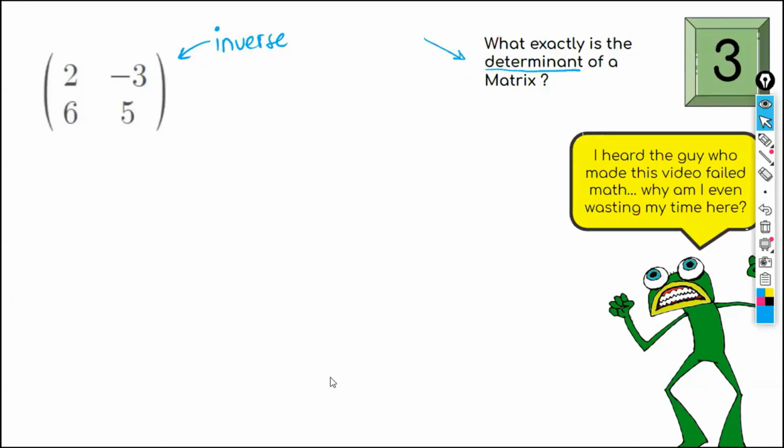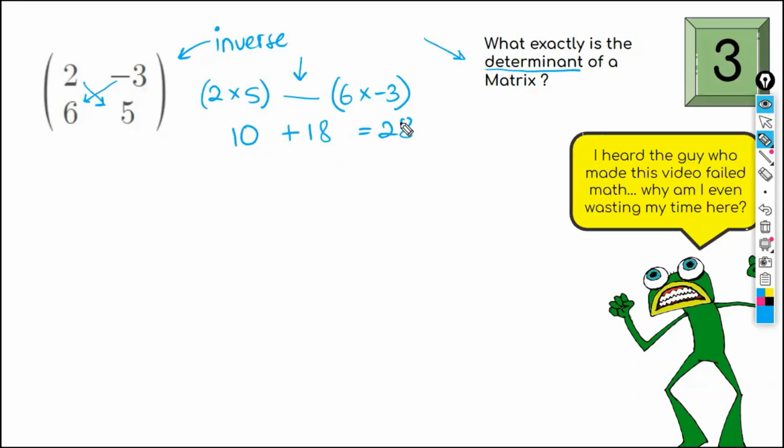To find the inverse, well, we normally say, hey, let's find the determinant first. So to find this thing called the determinant, we multiply the leading diagonal first, from the upper left to the lower right. So you say 2 multiplied by 5. As soon as you do that, you put a minus sign, and then you multiply the other diagonal, which is 6 multiplied by minus 3. 2 by 5 is 10. 6 by minus 3 is minus 18, and you have a minus sign waiting, so you get positive 18. So you get what? 28.